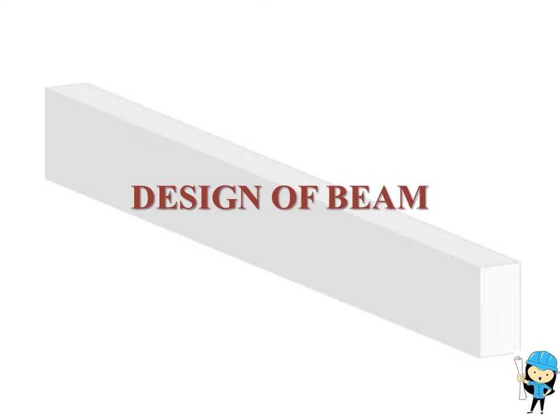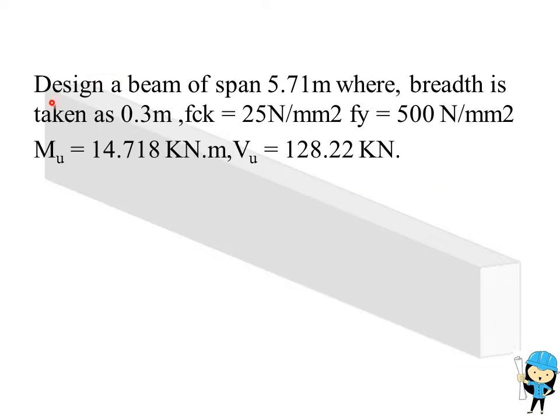Design of beam. Design a beam of span 5.71 meter where breadth is taken as 0.3 meter. FCK is equal to 25 Newton per mm square. Fy is equal to 500 Newton per mm square. Mu, that is moment, is equal to 14.718 kilonewton meter.